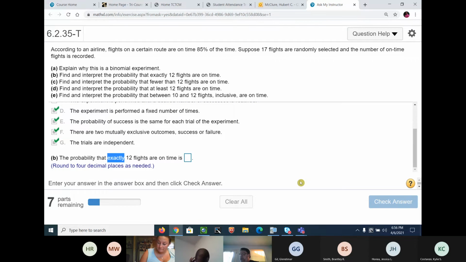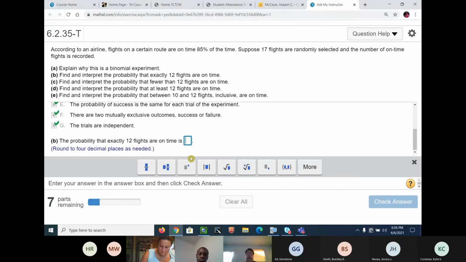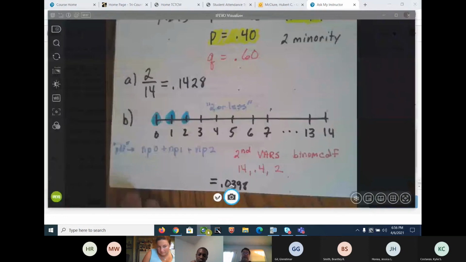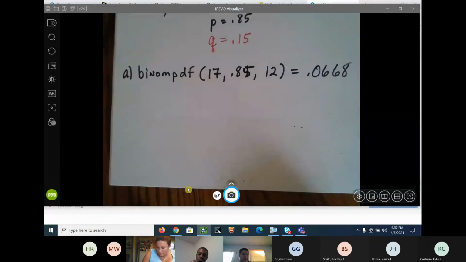0.0668. And let's type that in. 0.0668. Now I'm going to show y'all something before we go on to the next problem. I'm going to do my number line again.